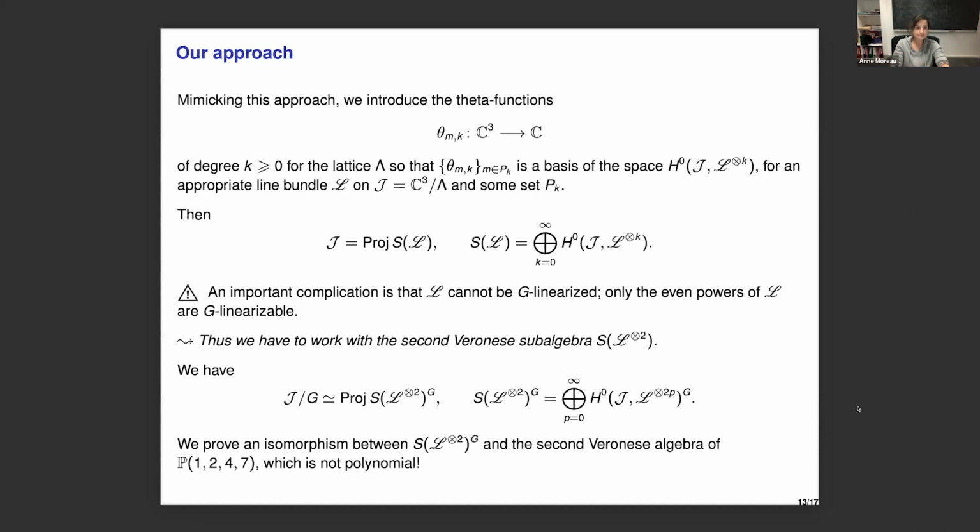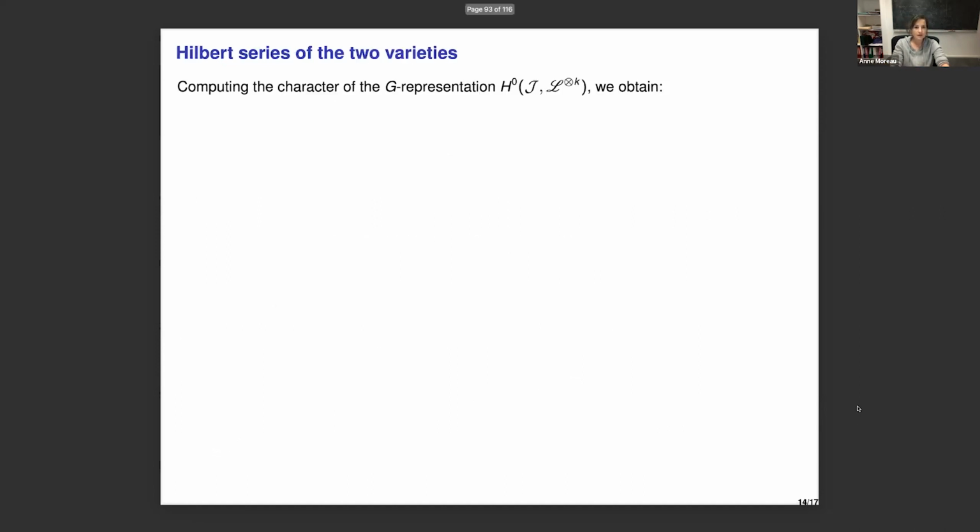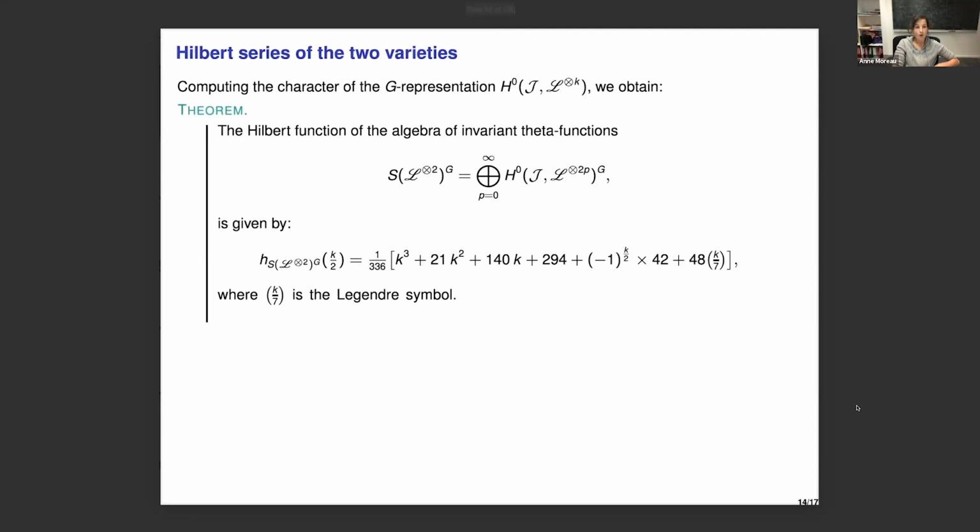Okay, so this is the strategy, and I would like to state something more precise: computing the character of these representations. So this is a representation of G, this space of global sections of the power of the appropriate line bundle. We computed the Hilbert function of the algebra. We computed the character and used the scalar product with the trivial representation, and this gives you exactly the invariant part. So we were able to compute the Hilbert function, and this is the result.